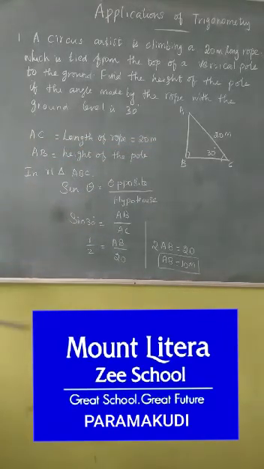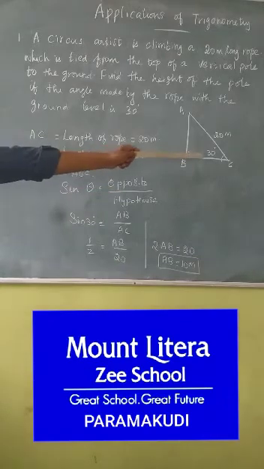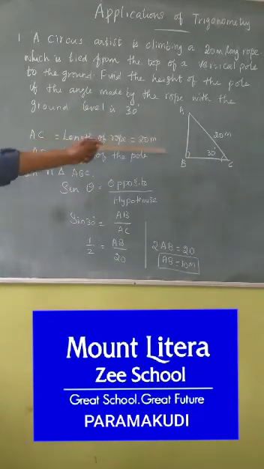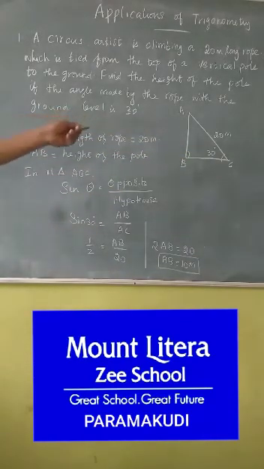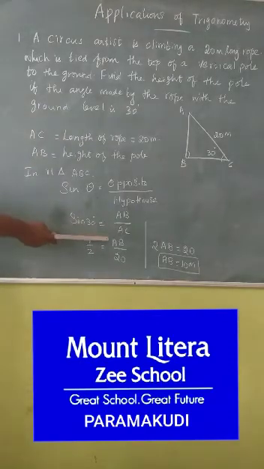Now in right angle triangle ABC, we know the three ratios: sine, cos and tan. According to the question, which ratio is useful? Here I write the sine ratio. Sine theta is equal to opposite side by hypotenuse. Theta is this angle, so the opposite side is AB and the hypotenuse is AC. So I write AB by AC.